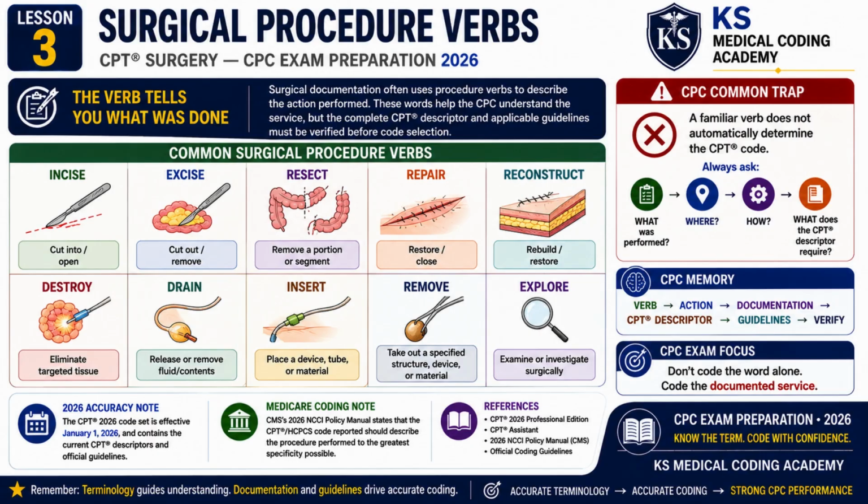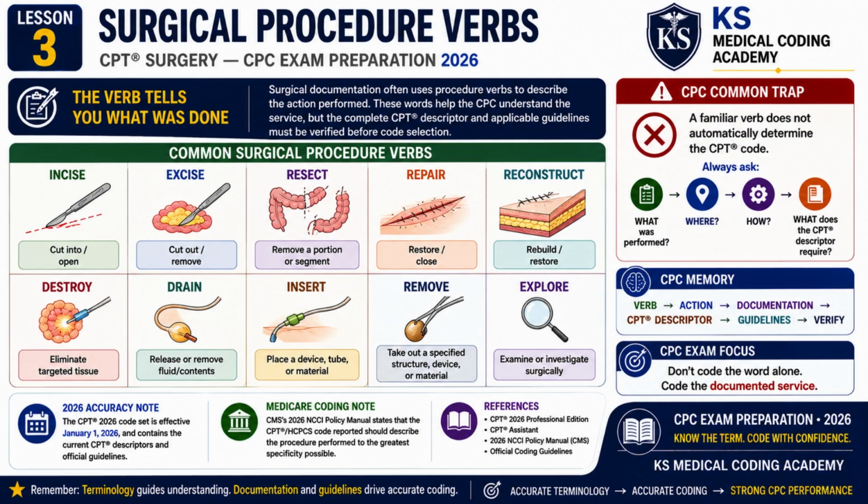But here's the important CPC rule. Do not code the verb alone. A familiar procedure word is only one part of the coding process. The documentation must tell us what was performed, where it was performed, and how it was performed, and we must then compare those details with the complete CPT descriptor and applicable guidelines. The AMA specifically advises that all language within a CPT code descriptor should be assessed when identifying an existing code.